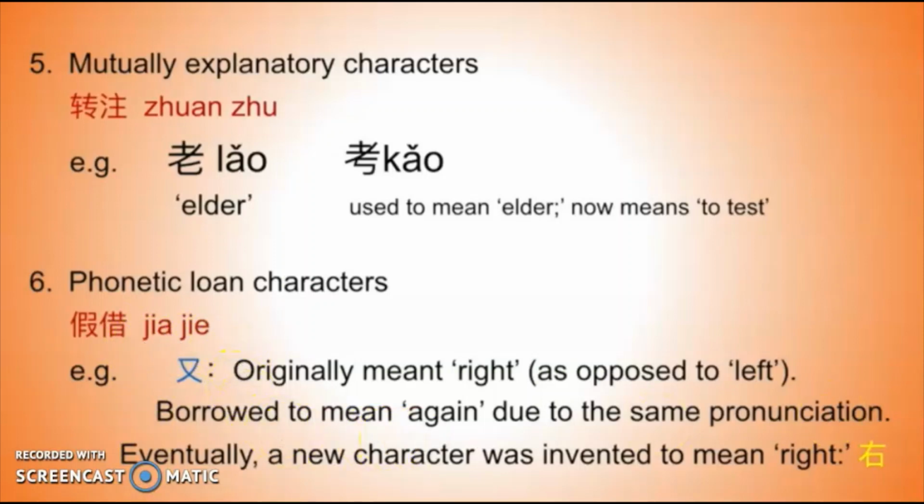So that's number 5. Next, we have phonetic loan characters, or in Mandarin, jiajie. They took an old character and used the same character for another word, just like this character. Originally, it meant right, or the opposite of left. And then they borrowed this character to give the meaning of again. And due to the same pronunciation, eventually they developed another character for right, which became this character.